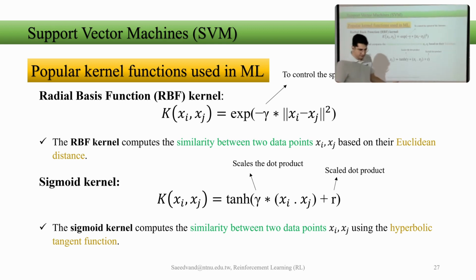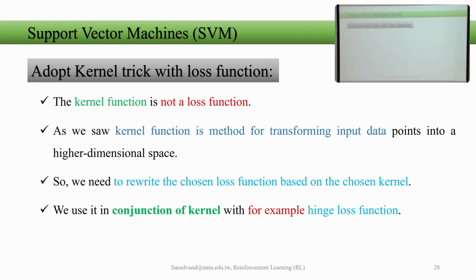So what are these kernels doing? These kernels are mapping our data to a higher dimension to make it more visible, to split it with a line in support vector machine, simply. If you want to define this term, we say the sigmoid kernel computes the similarity between the data points using the hyperbolic tangent function.